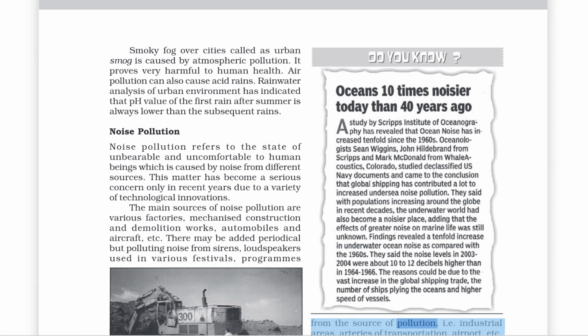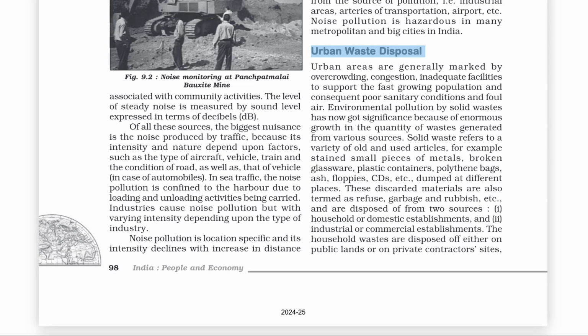Noise pollution. From the source of pollution, i.e. industrial areas, arteries of transportation, airport, etc. Noise pollution is hazardous in many metropolitan and big cities in India. Urban waste disposal.